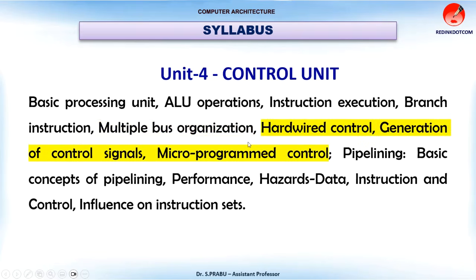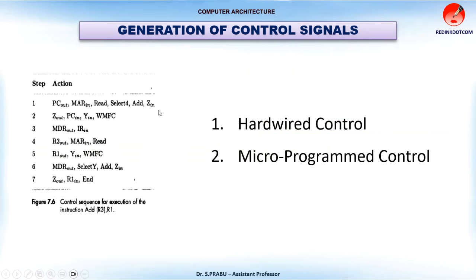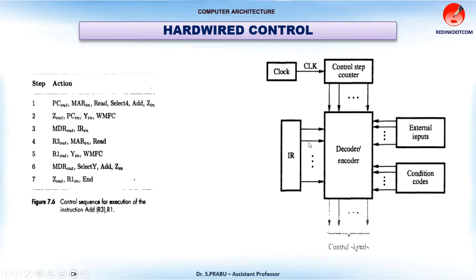Let's move to the next topic called generation of control signals, in which there are two methods. One is hardwired control, and another one is microprogrammed control. So this set of control signals can be created by means of either hardwired control or microprogrammed control. First, see how these control signals can be generated by means of hardwired control. In this method, the control signals required to execute each instruction are generated using flexible hardware circuits, such as decoders, encoders, and logic gates.